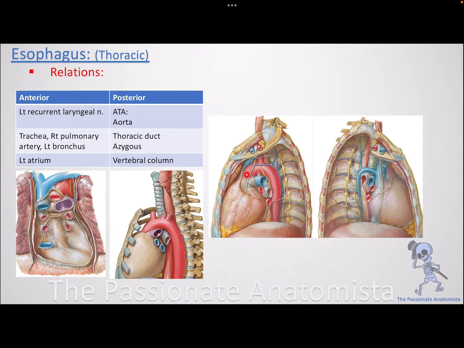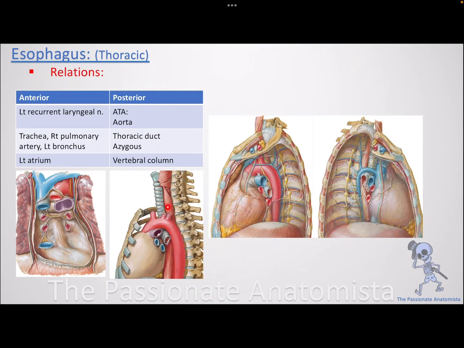Now, what else would be related anteriorly to the esophagus? Of course, the trachea, because the trachea will extend with us down because it wants to reach the lungs, right? So for the anterior relation to the esophagus, remember two things. Remember your lungs and remember your heart.